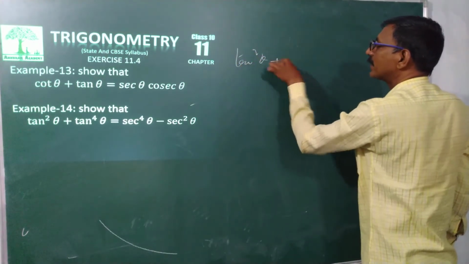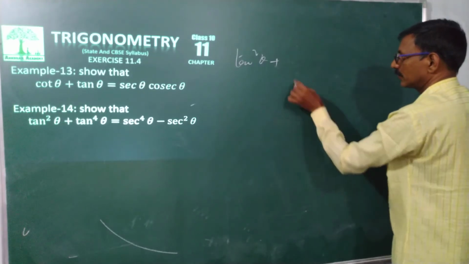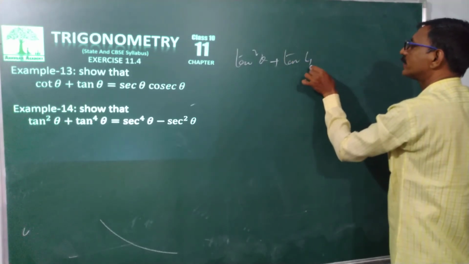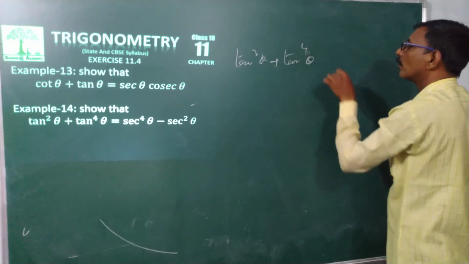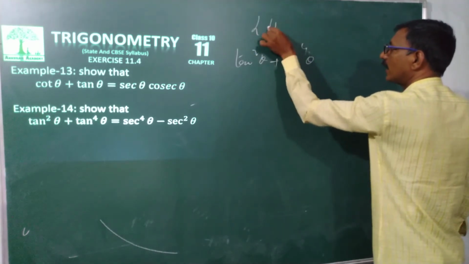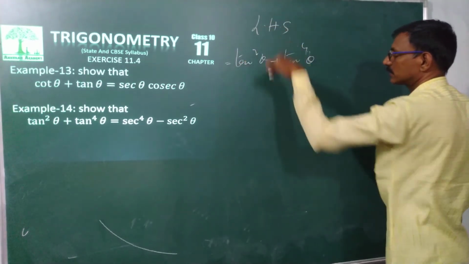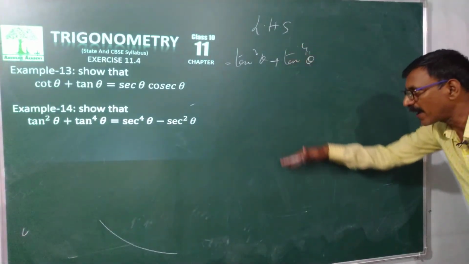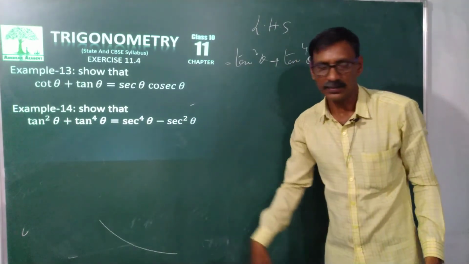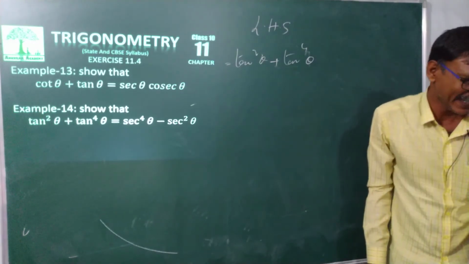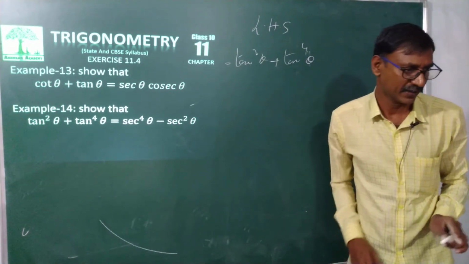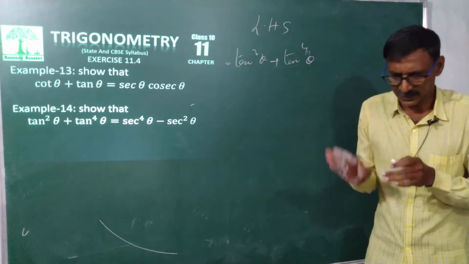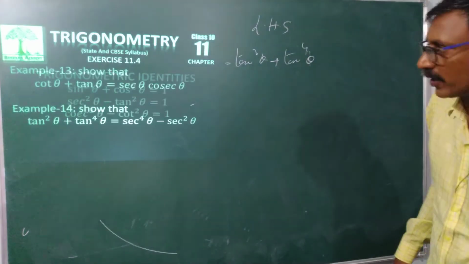Tan square theta plus tan to the power of 4 theta. I take it as LHS. Keep in mind, this is my LHS. By simplifying this, I will get this one. Then it is called an identity. It is a trigonometric identity. First, we will go to what we proved.